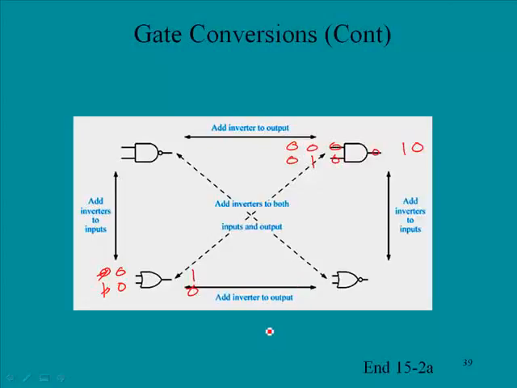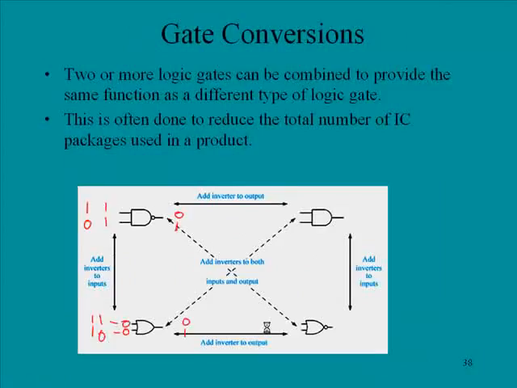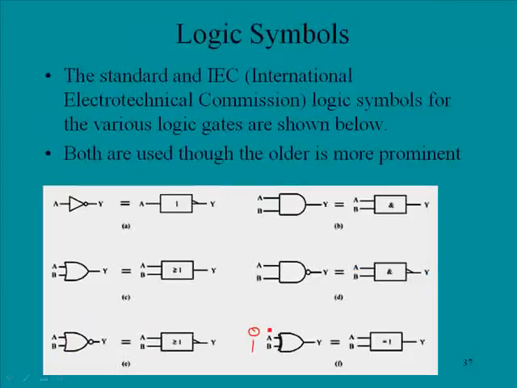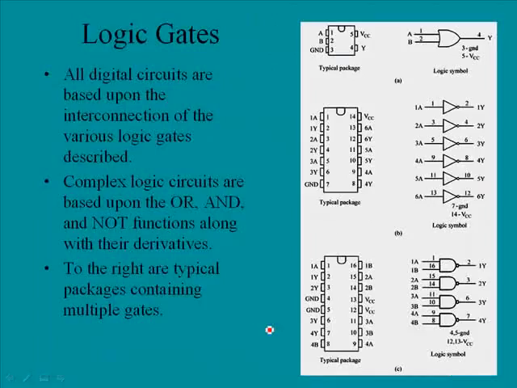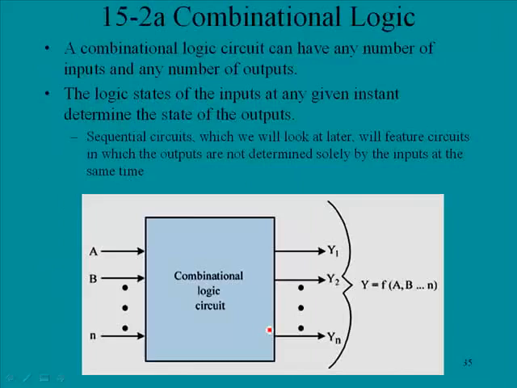So in this section we looked at gate conversions, and we looked at the logic symbols, the standard and the IEC. We looked at the actual appearance of some of these typical packages, and we talked about combinational logic and how it was different from sequential logic.